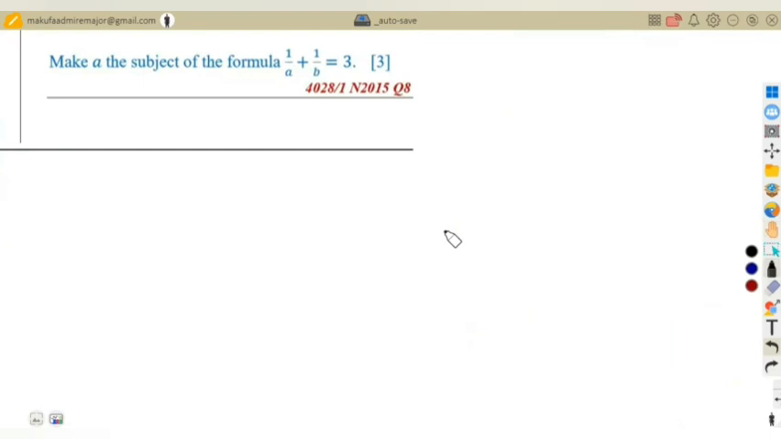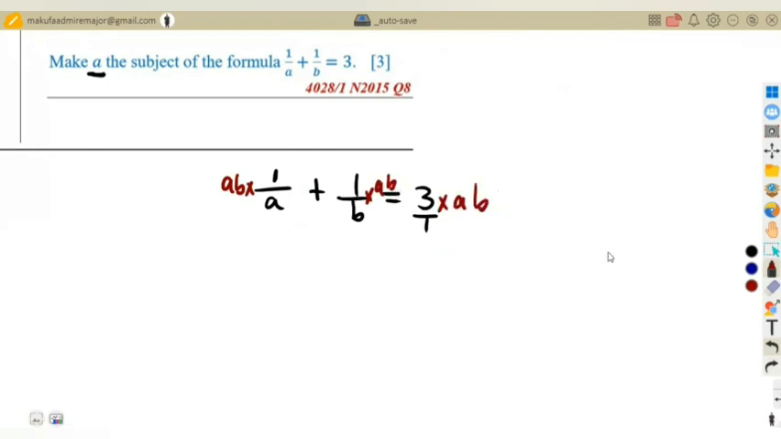Make a the subject of the formula from this expression whereby we are given 1 over a plus 1 over b is equal to 3. And we're asked to make a the subject of the formula. This is the same as 3 over 1. So clear fractions. What is the LCM of a, b, and 1? The LCM is ab. So you're going to multiply each and every term by the LCM, which is ab.